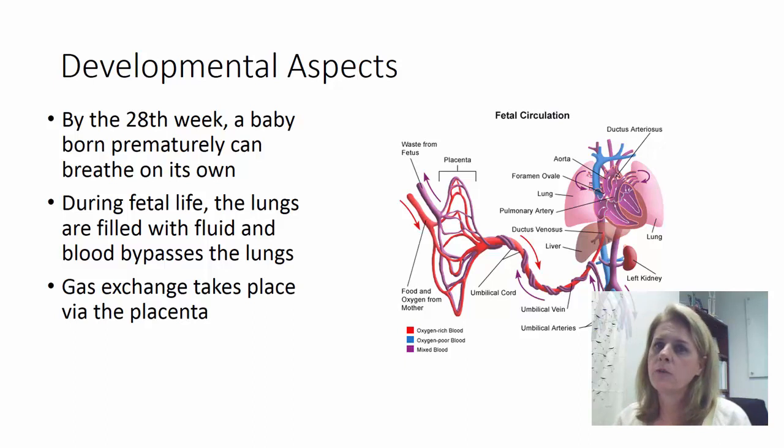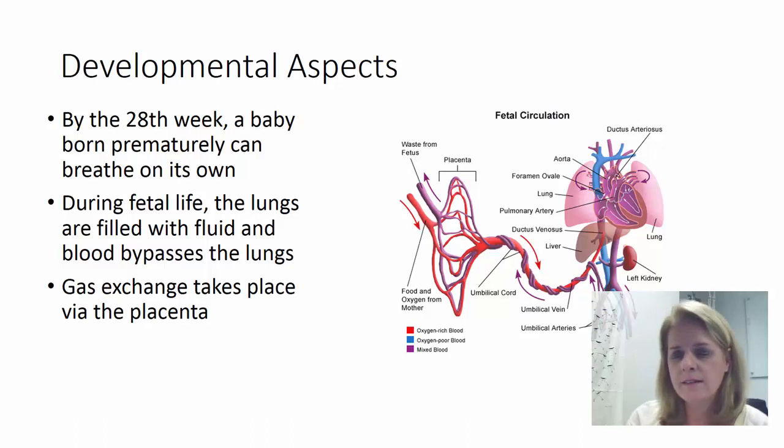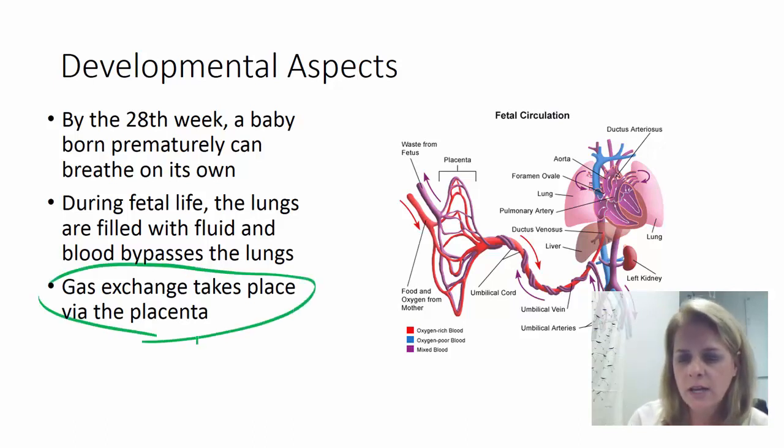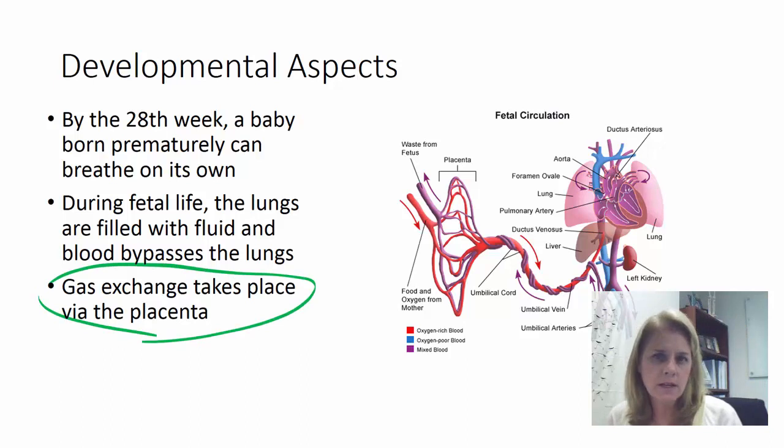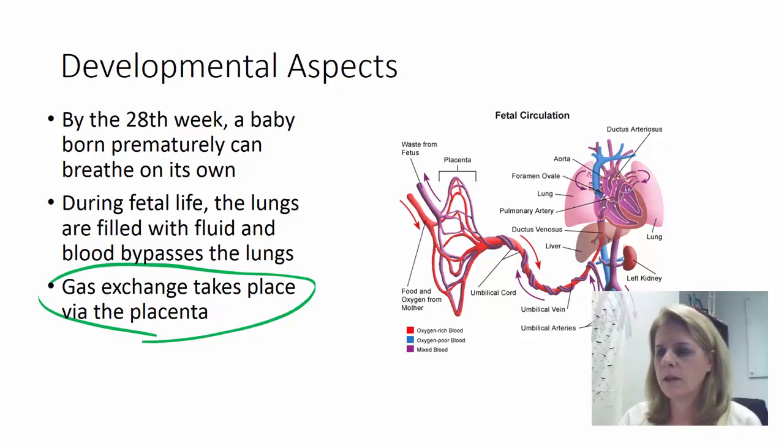Just to go back, because we always want to make sure we're thinking back to development, because we've talked about pregnancy and we've talked about fetal circulation. So remember, in development, when the fetus is inside the uterus, it's using the placenta as its lungs. Gas exchange is occurring in the placenta. The blood leaves through the umbilical arteries and veins, goes out to the placenta, and this is where gas exchange occurs.